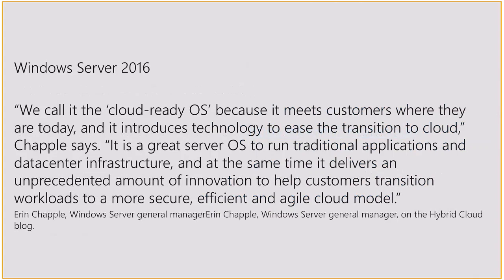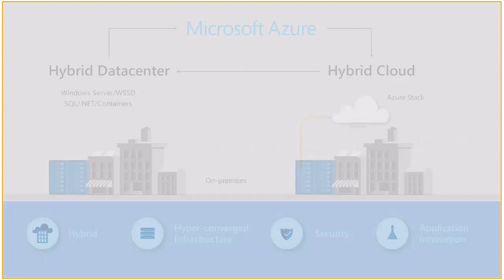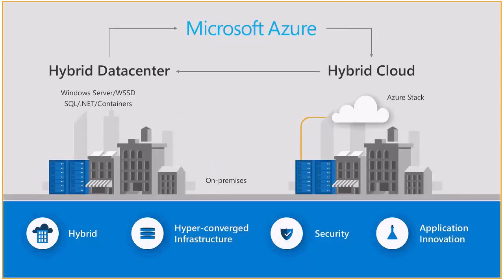When 2016 was released, Aaron Chappell, the general manager for Windows Server, made this statement. I won't read it out, but basically he was talking again about cloud and cloud capability in Server, and said it's the cloud ready OS. And that was kind of the definition of what cloud ready meant at the time. So what does it look like today?